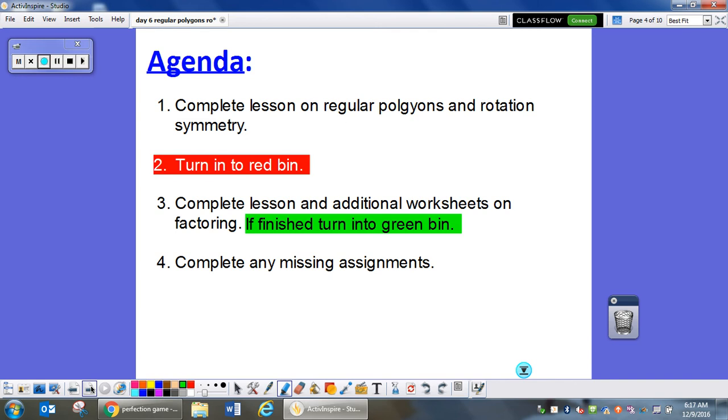So your agenda is you're going to complete the lesson on regular polygons and rotational symmetry. This is a video, obviously. And then you're going to turn that into the red bin. You're then going to complete the lesson and additional worksheets on factoring. So you're going to watch 2 separate videos today. And you're going to turn that work into the green bin. And then if you have any other missing assignments, you can do them.